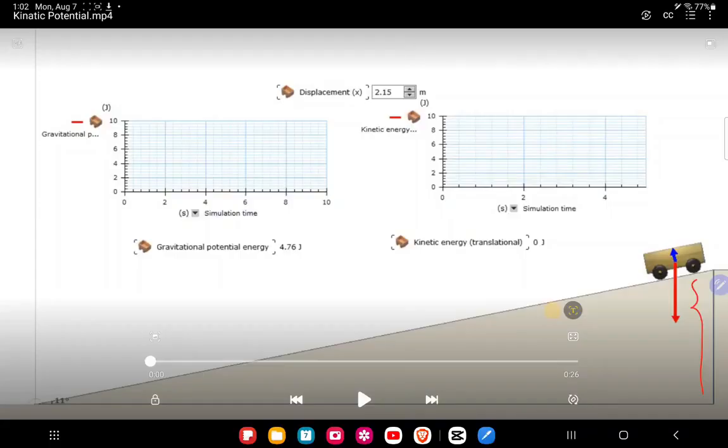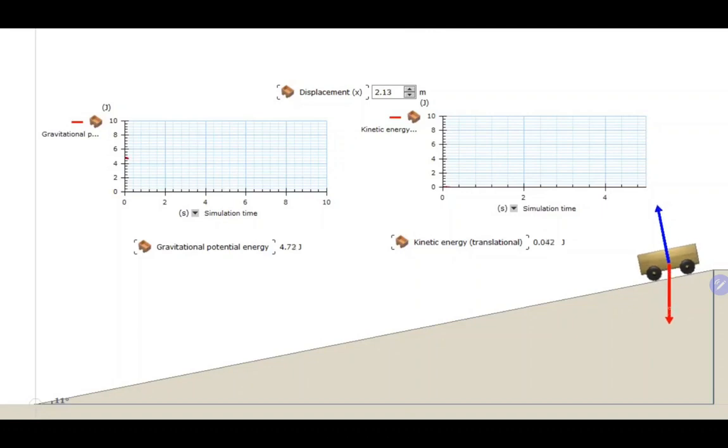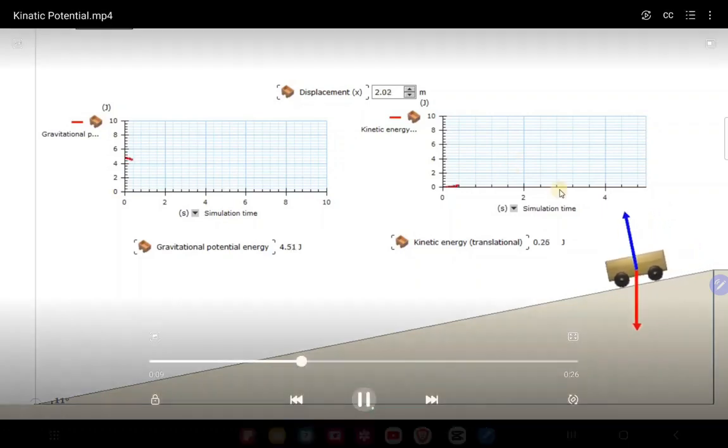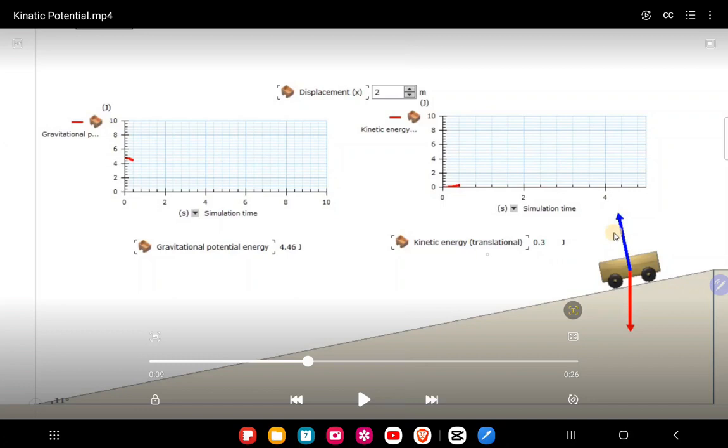In this model, we can see a cart placed on a frictionless ramp with height h. As we can see here, the cart has potential energy and no kinetic energy whatsoever. Now, when we start the model, we only have two forces, the gravitational force and the normal force. In this case, the kinetic energy starts to increase and the gravitational potential energy starts to decrease.